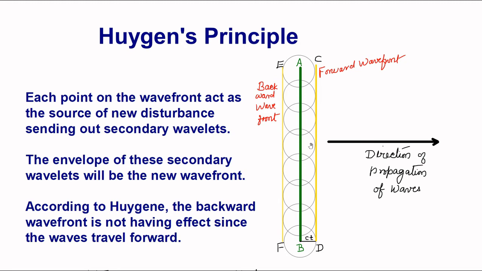If the wavefront is advancing in this direction, then CD is the forward wavefront and EF is the backward wavefront. According to Huygens, the backward wavefront is not having any effect since the wave is advancing in the forward direction.